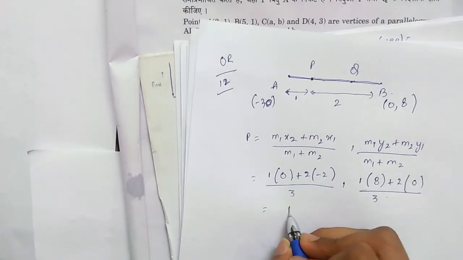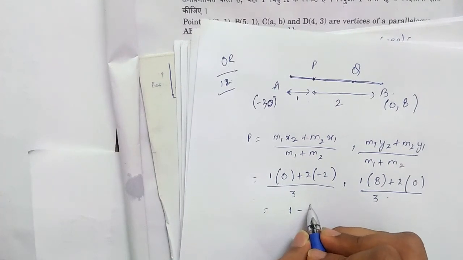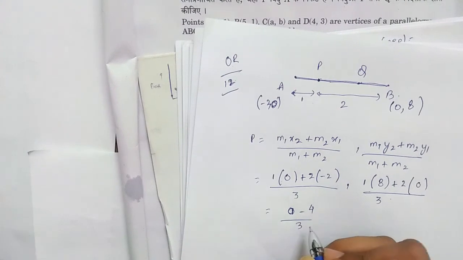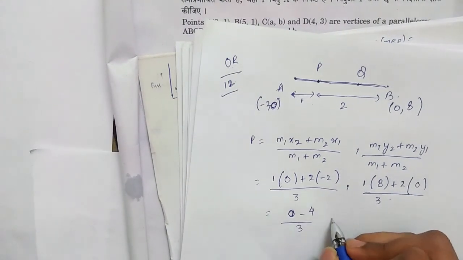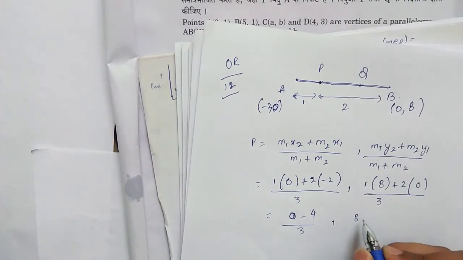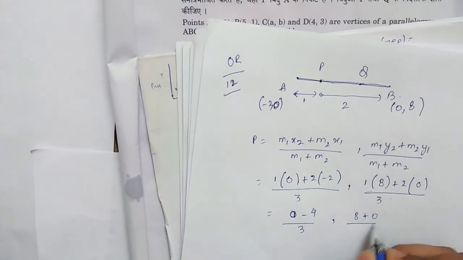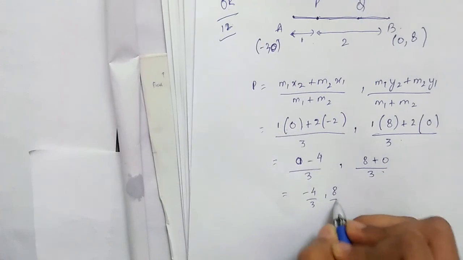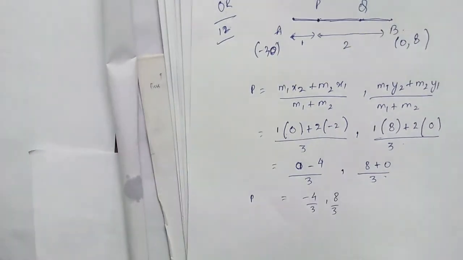So it will be 0 minus 4 by 3, and here 8 plus 0 by 3. So that means -4 by 3 and 8 by 3. So that is the coordinate of P.